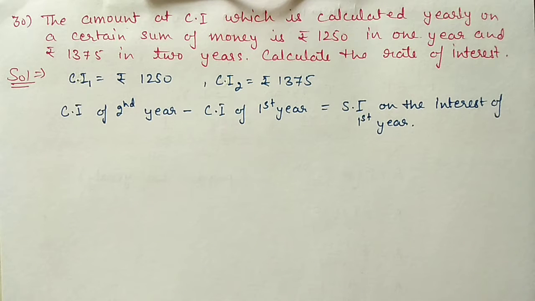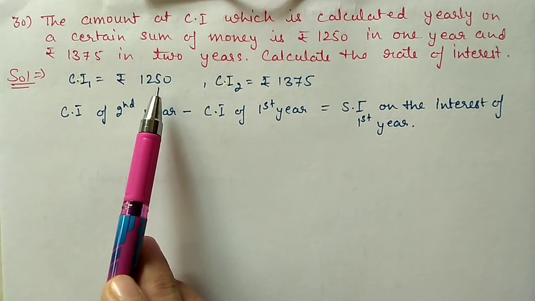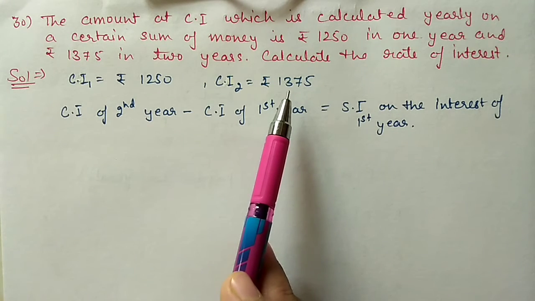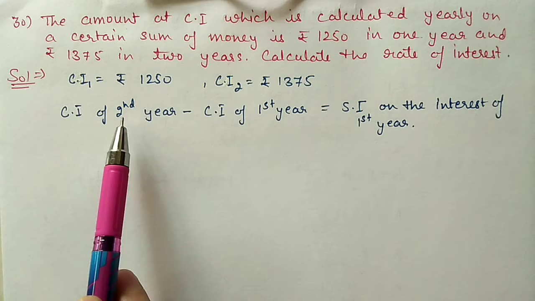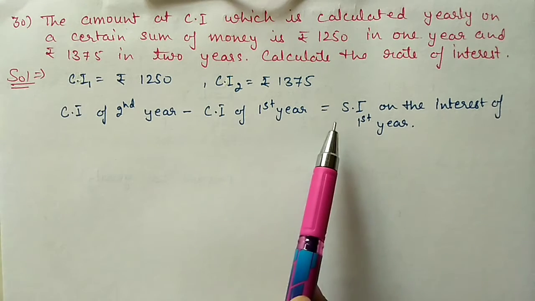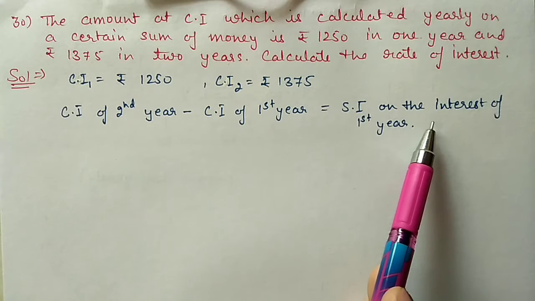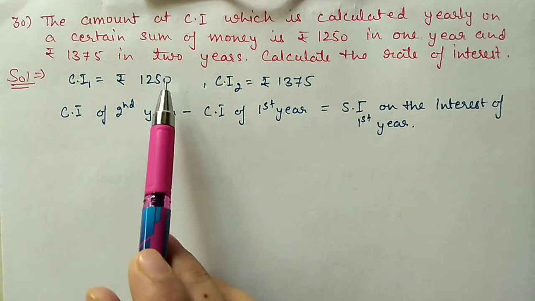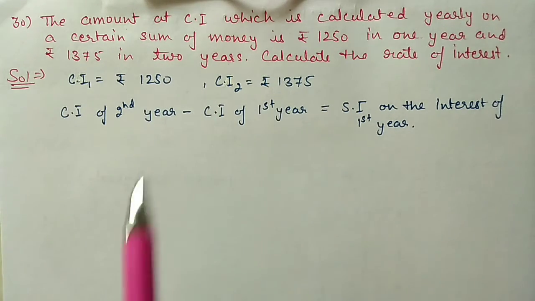Next, question number 30. The amount of compound interest which is calculated yearly on a certain sum of money is 1,250 rupees in 1 year and 1,375 rupees in 2 years. Calculate the rate of interest. So for the first year, compound interest they have given is 1,250 rupees, and for the second year 1,375 rupees. So we know compound interest of second year minus compound interest of first year is equal to the simple interest on the interest of first year. Means whatever the interest of first year, on that is the interest difference between these two compound interests.